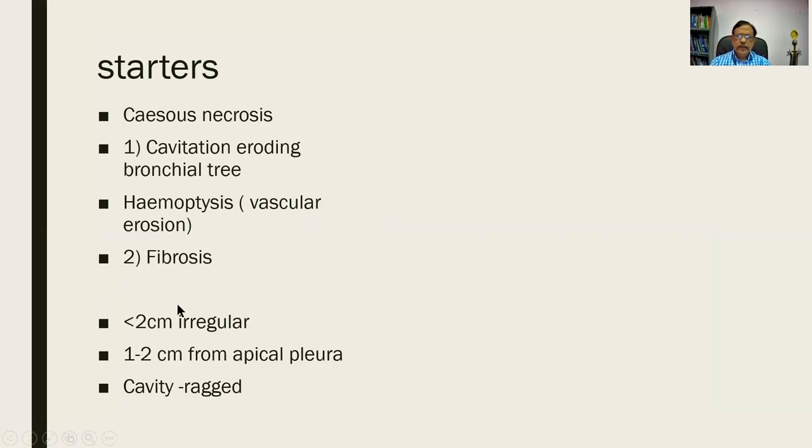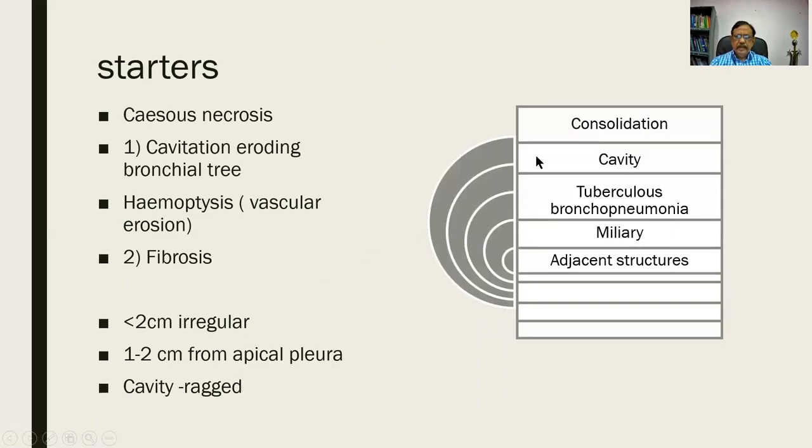The lesion is usually about 2 centimeters or slightly more, and it is irregular in outline and about 1 to 2 centimeters away from the pleura. The cavity usually has a ragged margin. There are some cystic lesions which will have a smooth margin, a hydatid cyst for example. But in tuberculosis, the cavity will be lined by a ragged margin. And these are the important lesions that we should have in mind.